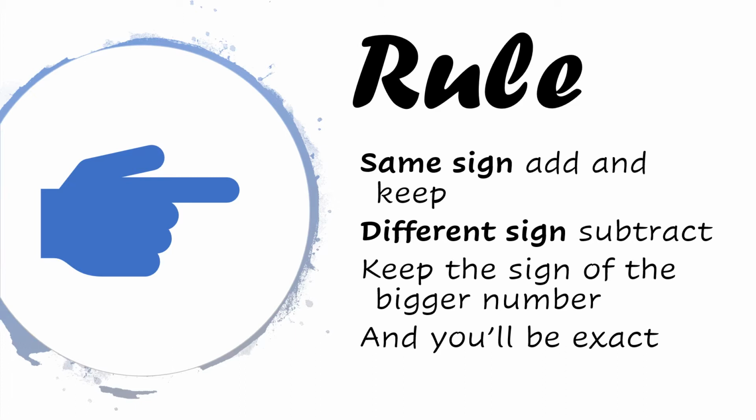Same sign, ibig sabihin, kapag parehong positive or parehong negative ang numbers, you will add and keep. Ang ibig sabihin ng keep ay kukopyahin mo lang yung sign. Different sign, ibig sabihin, kapag ang isang number ay positive at ang isa ay negative, you will subtract the number. Then, keep the sign of the bigger number. Kung aling number ang mas malaki, yun ang sign na kukopyahin mo. And if you follow this rule, you'll be exact.